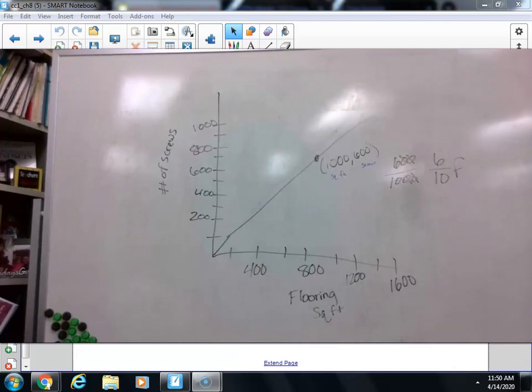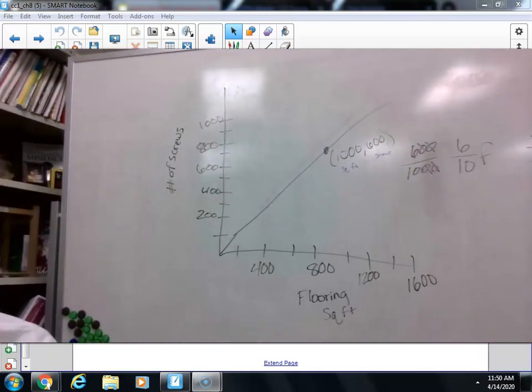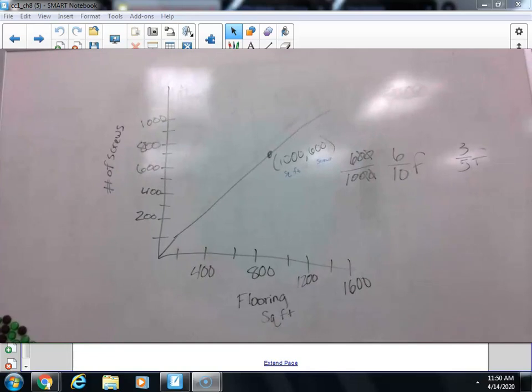F, which represents the square feet in flooring. Or you can simplify this even more and get 3/5 F. Either one will work. Either one will get you the correct expression when you're solving. So some of you may have noticed 1,000 over 600 or 10 over 6.